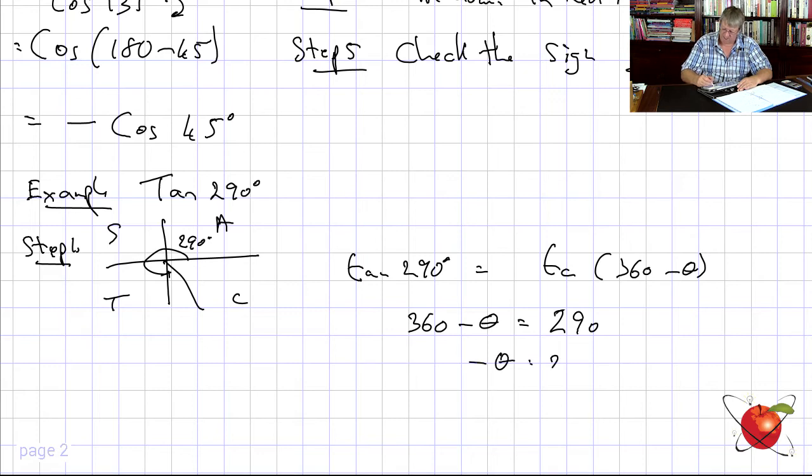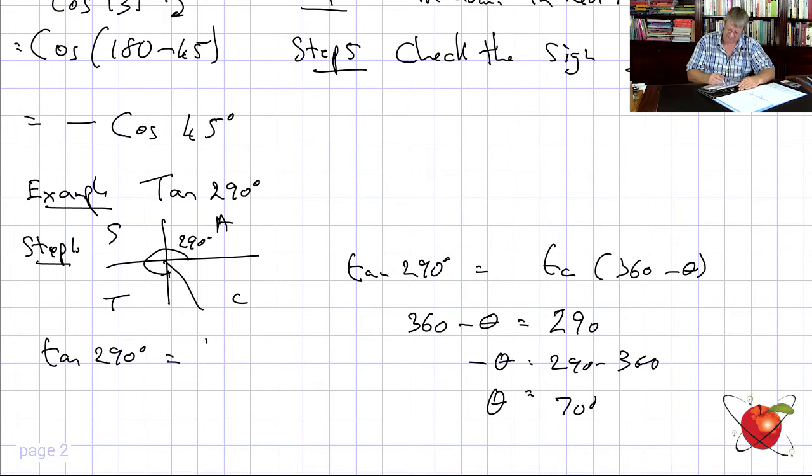Therefore, minus theta is 290 minus 360. I know this is a very tortuous way of doing it, but you'll very quickly start saying, okay, it's 360 minus 290 is equal to 70 degrees. You can even see it from there. It takes 290 is 70 degrees, right? So therefore, that is theta. Now we write it in the form: tan of 290 degrees is the same thing as tan of 360 minus 70 degrees.